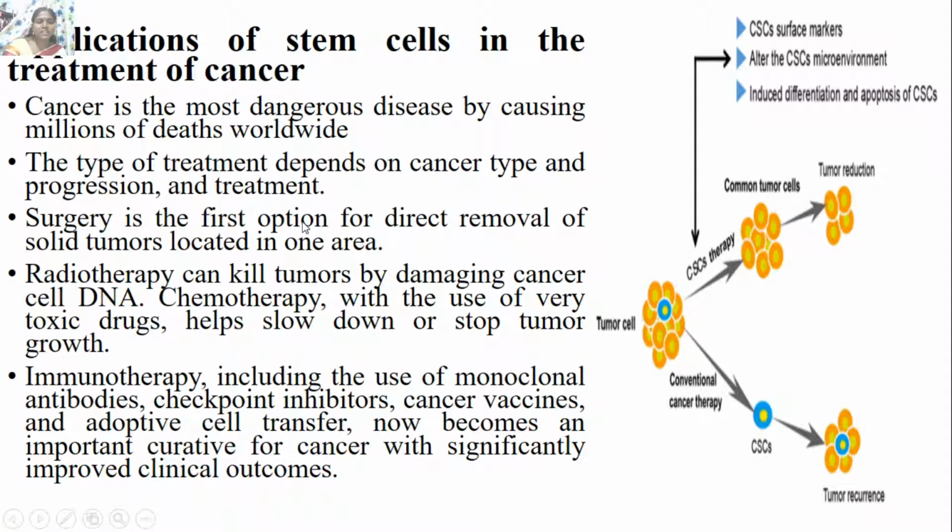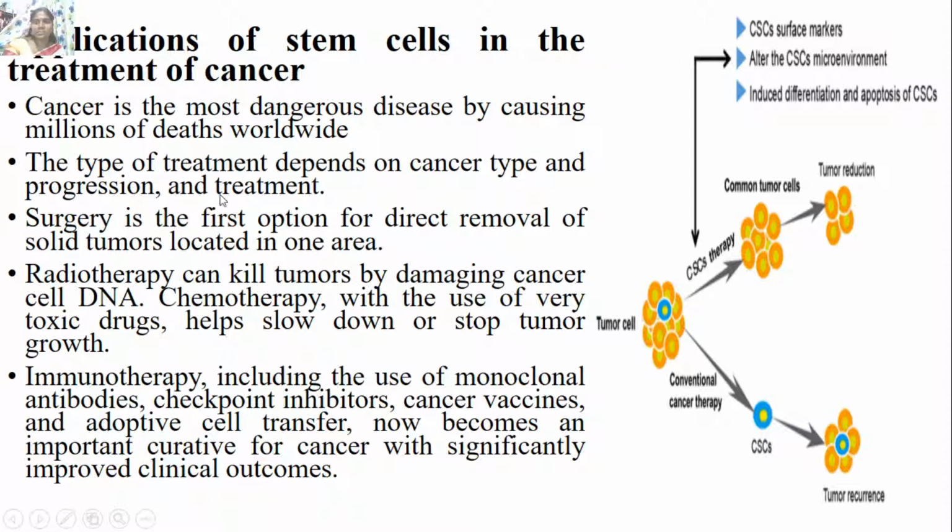Surgery is the first option for direct removal of solid tumors located in the area. Radiotherapy can kill the tumors by damaging the cancer cell DNA, and chemotherapy, with the use of very toxic drugs, helps slow down or stop the tumor growth. Immunotherapy, including the use of monoclonal antibodies, checkpoint inhibitors, cancer vaccines and adaptive cell transfer, now becomes an important curative for cancer, significantly improving clinical outcomes.